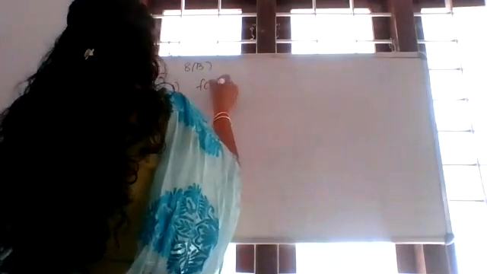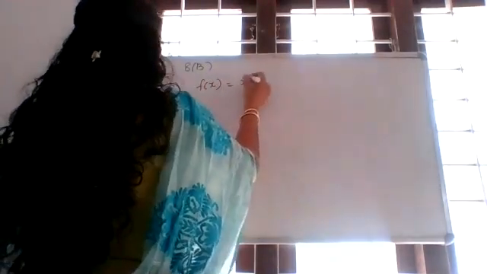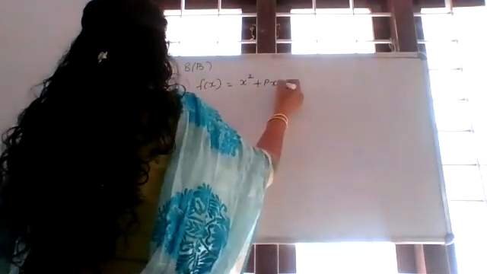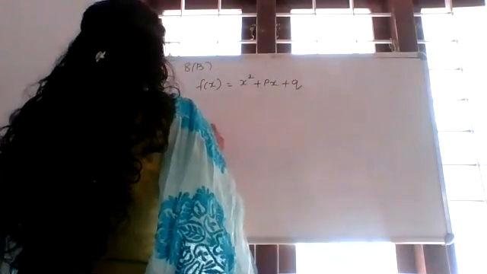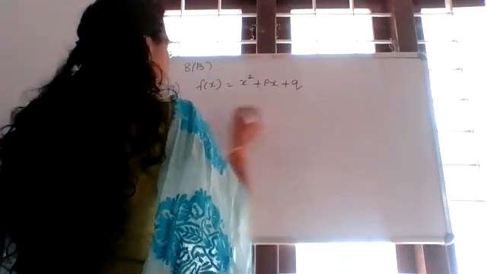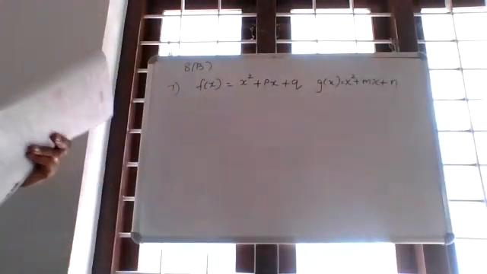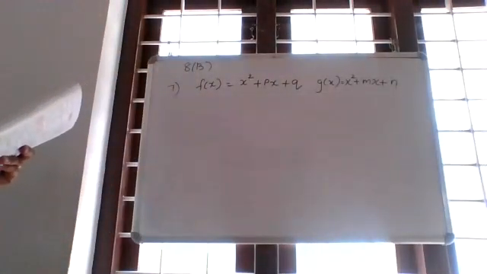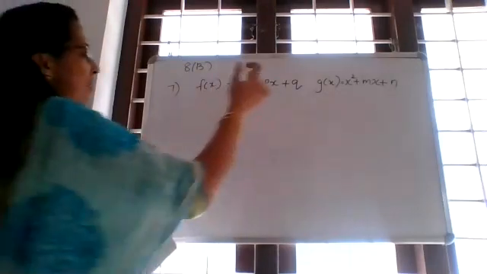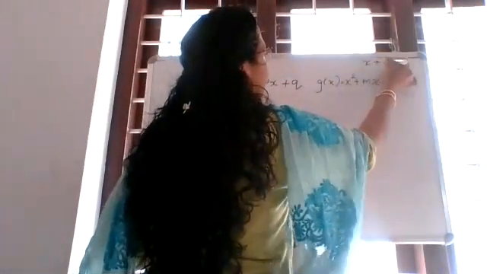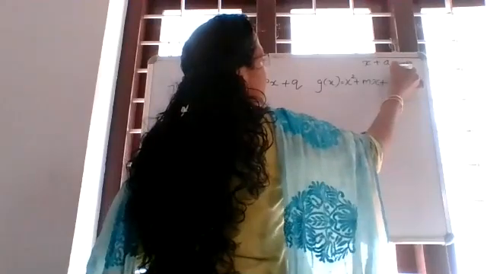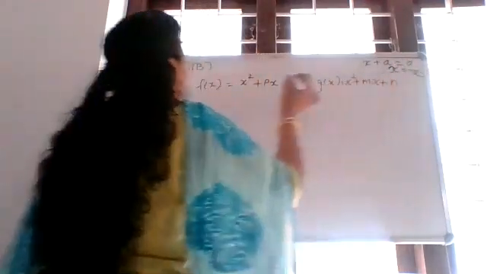f of x is equal to x square plus px plus q, and g of x is given as x square plus mx plus n. Both have the common factor x plus a. So x plus a is equal to the divisor x plus a, so x plus a is equal to 0. So x is equal to negative a.